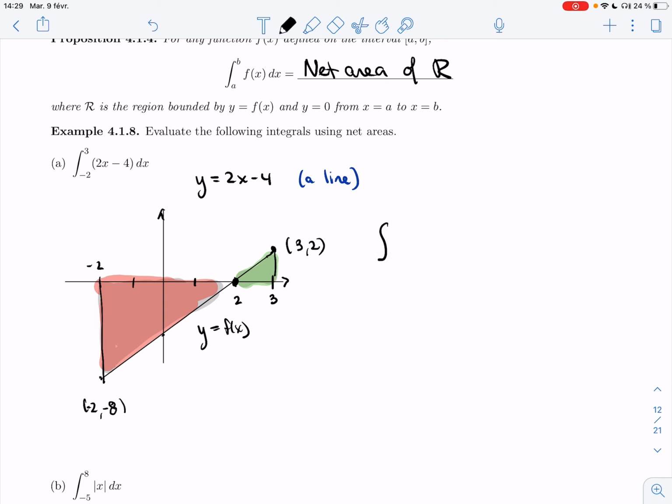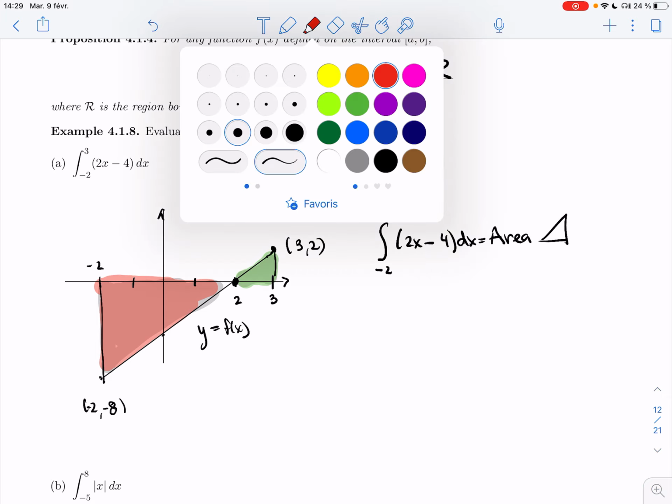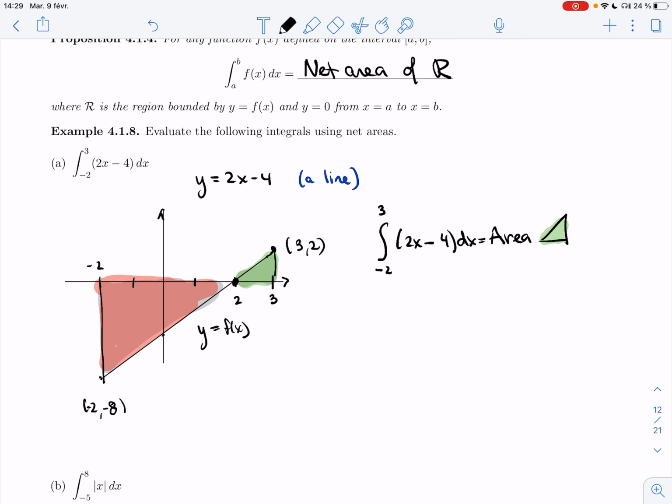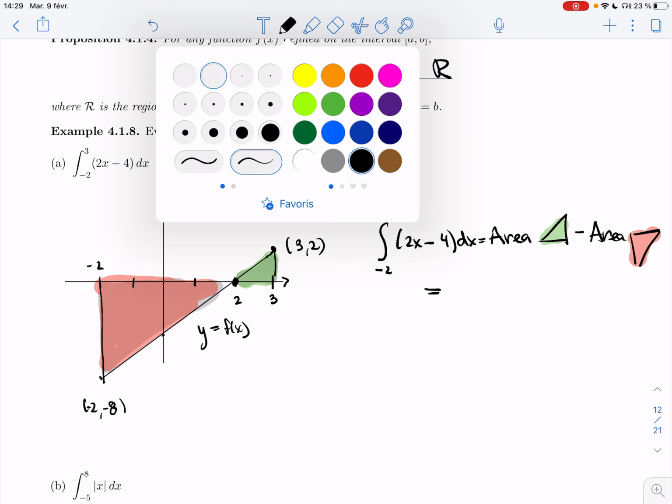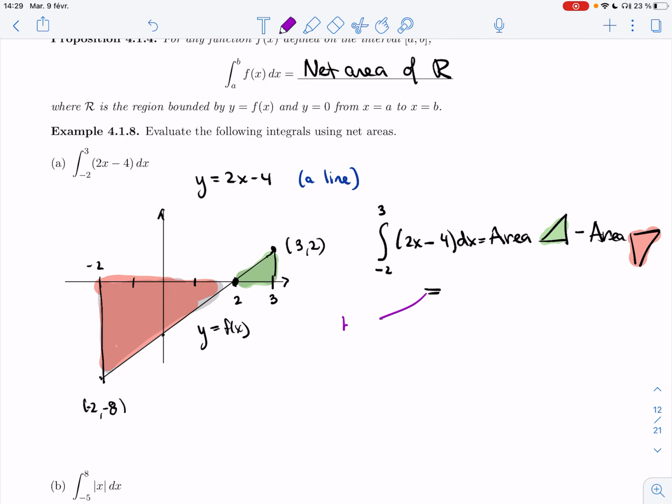So when I take the integral from 2 to 3 of x minus 4 dx, I will have the area of this part of the region minus the area of the red part, of the part that's below. All right, so we need to figure out these triangles. Well, of course, we'll be using base times height over 2, but we have to figure out what their base and their height are.